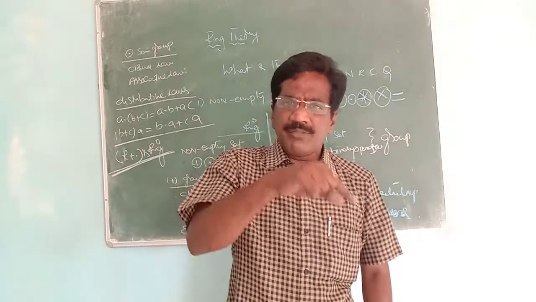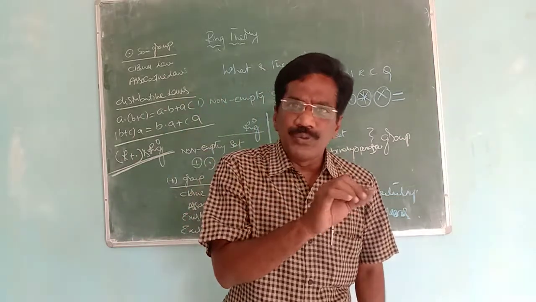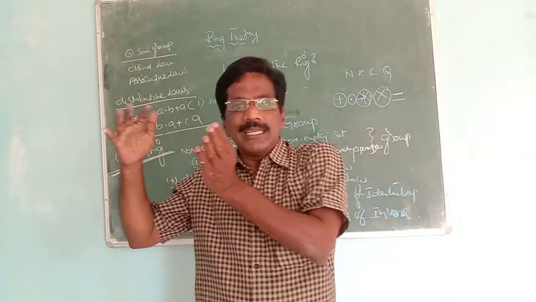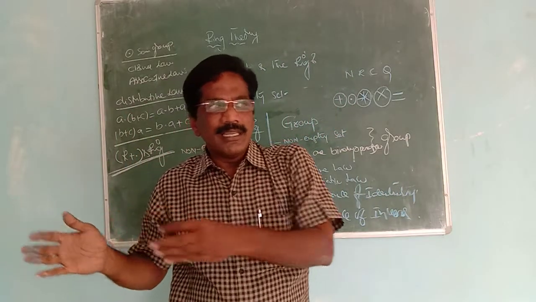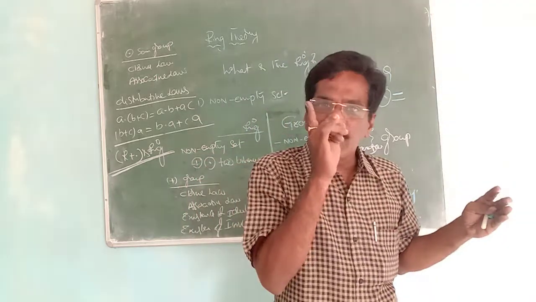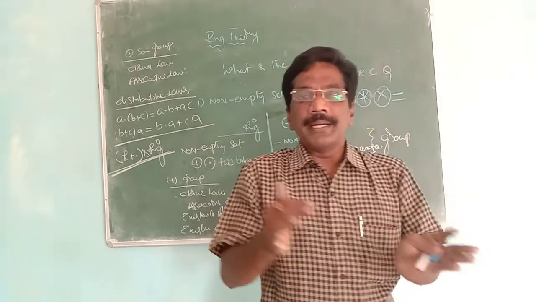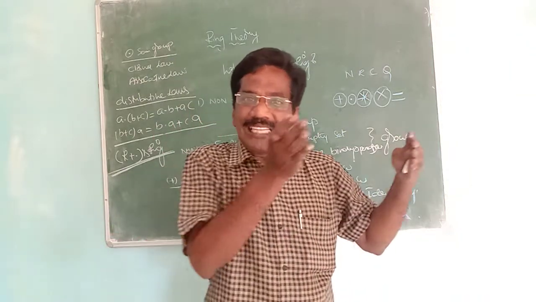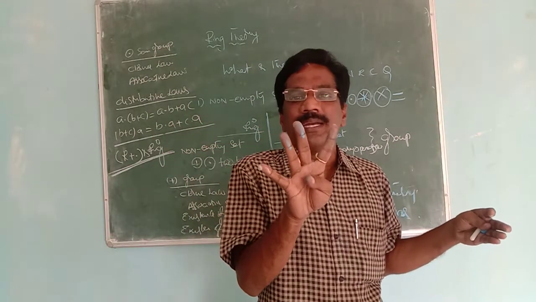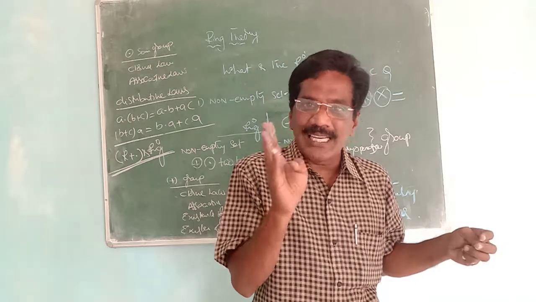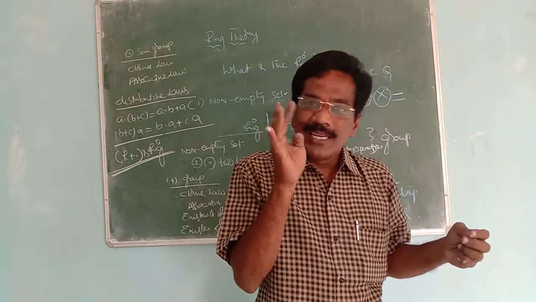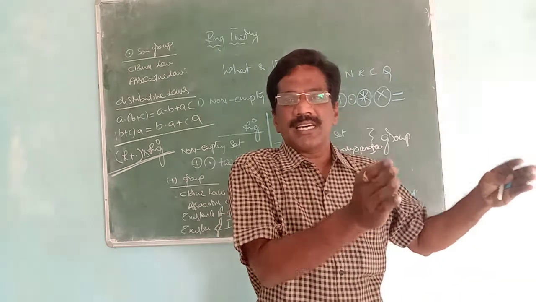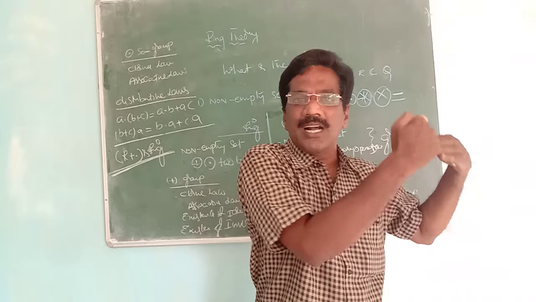What is the difference between ring and group? We have to take a non-empty set in the group, and a non-empty set in the ring. In the group, only one binary operation is used, but in the ring two binary operations are used. In the group, four conditions are satisfied, and it is called a group. That means closure, associative, existence of identity and existence of inverse are satisfied in the non-empty set.